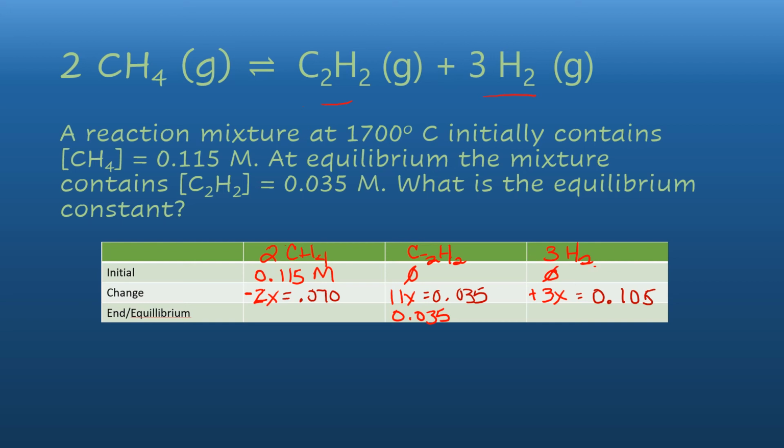So our ending concentration at equilibrium for methane is going to be 0.040. And for the hydrogen gas, it's going to be 0.105.